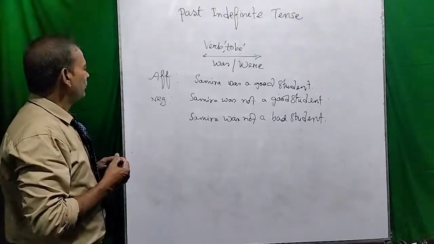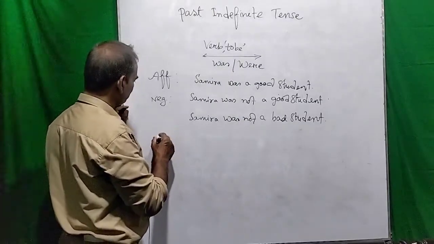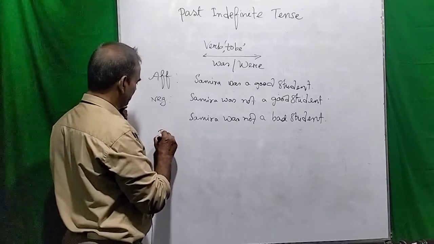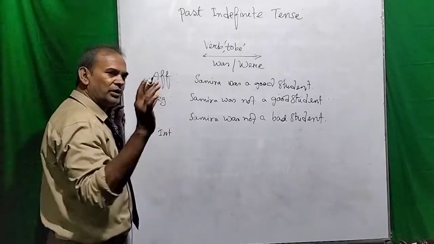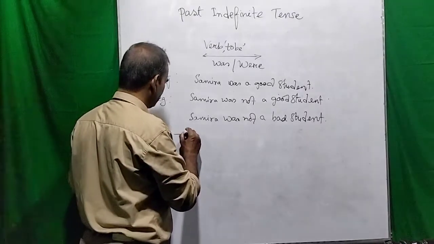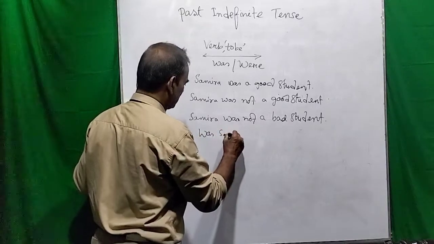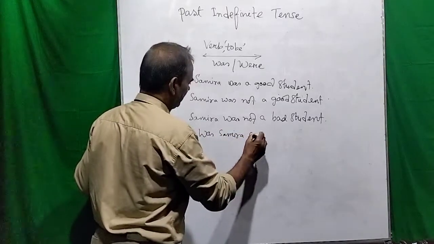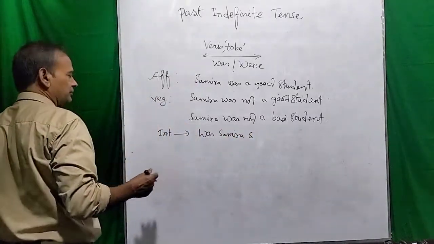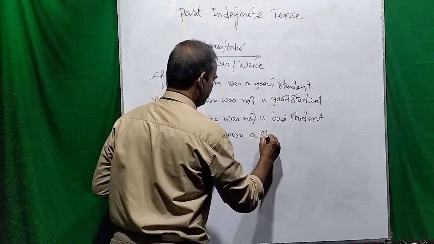So dear viewers, now you can see, if I write this way, an interrogative sentence, in this case also you can make the conversion or the transformation. Suppose, interrogative sentence: Was Samira a student?